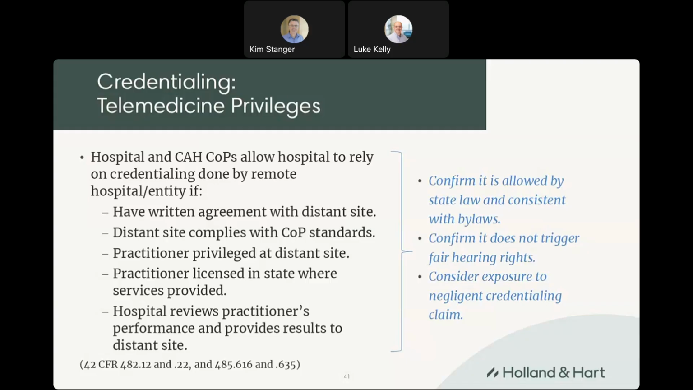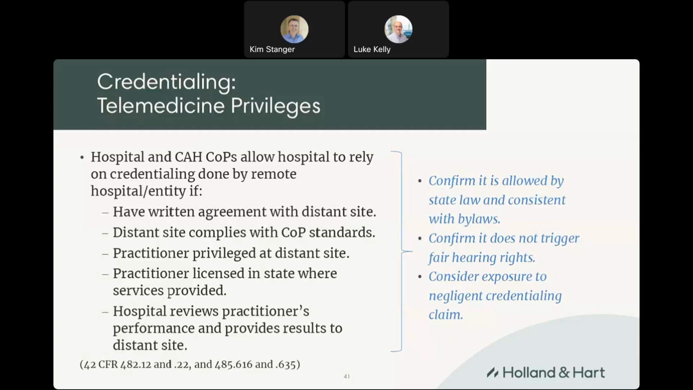There is a limited exception to that for telemedicine privileges under the hospital and critical access hospital conditions of participation and Joint Commission standards, that they generally allow a hospital to rely on credentialing done by a remote hospital or another entity for certain telemedicine privileges, as long as you satisfy certain criteria that are set forth in the conditions of participation. You got to have a written agreement with that other entity. That other entity has to comply with conditions of participation standards dealing with credentialing.